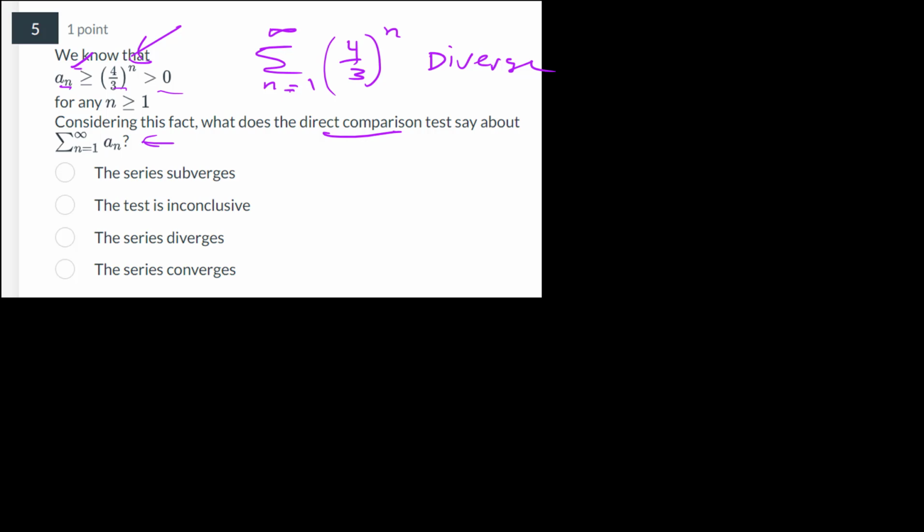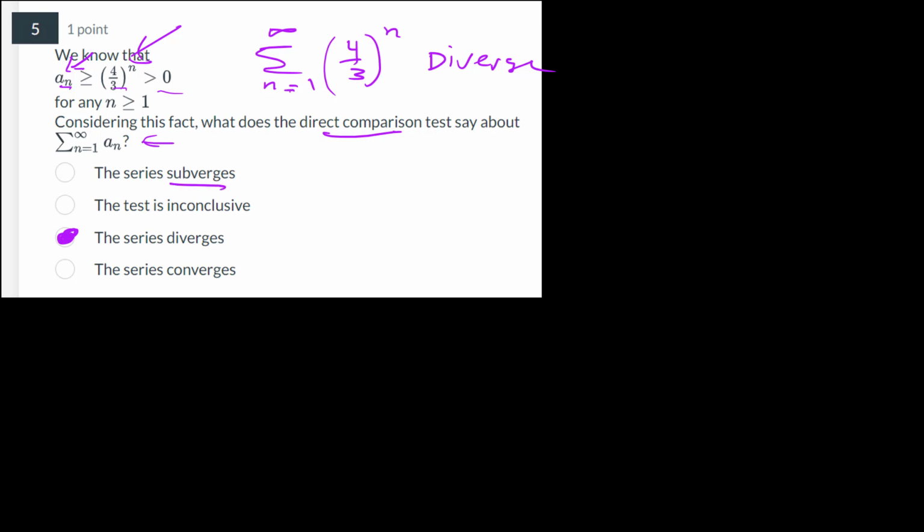So now we know that this series is always bigger than this series, which is geometric. And that means that if it's always bigger and this one diverges, then the one that's bigger also has to diverge as well. So this series is going to diverge. So that's the correct answer.